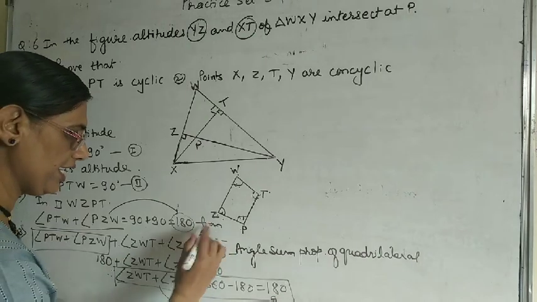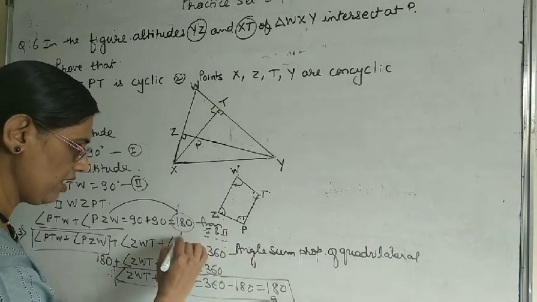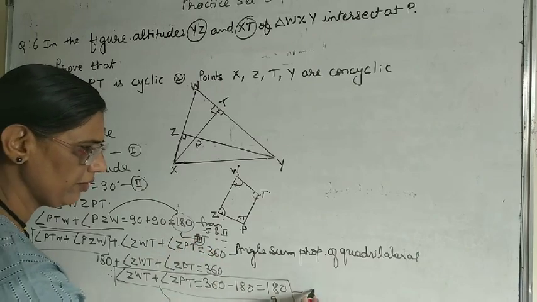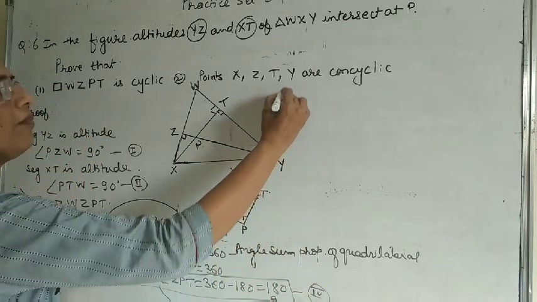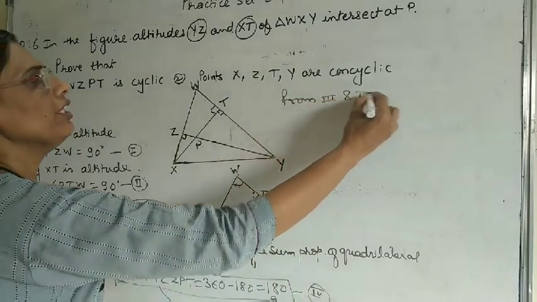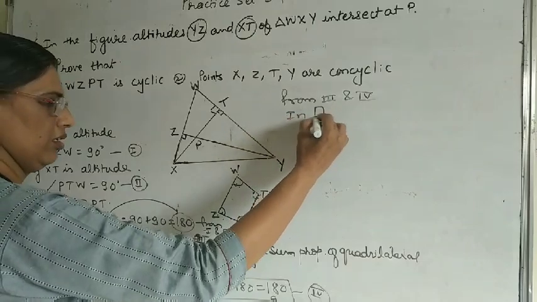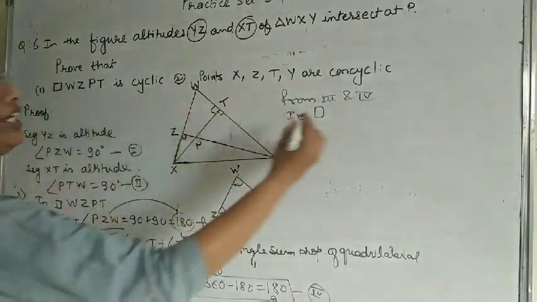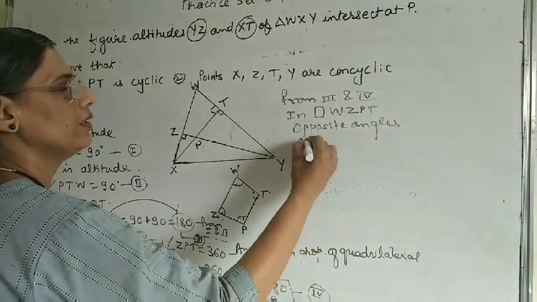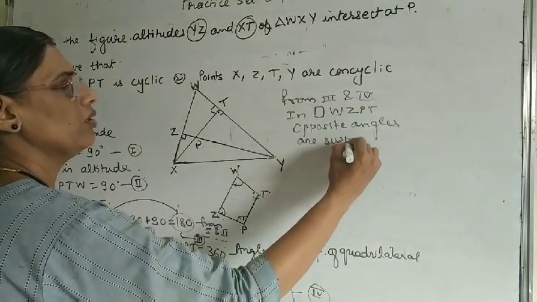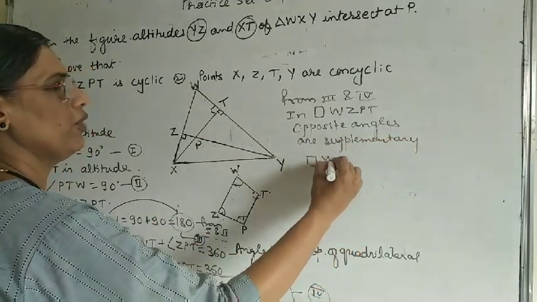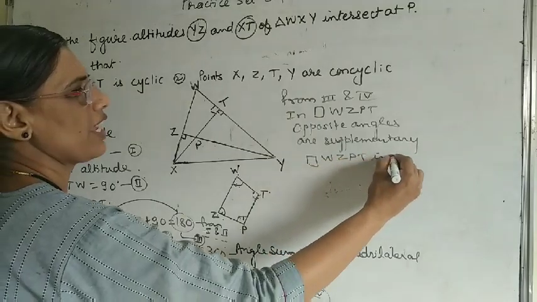If I take this statement as the third statement and this as the fourth statement, then from 3 and 4, in quadrilateral WZPT, opposite angles are supplementary, and therefore quadrilateral WZPT is cyclic.